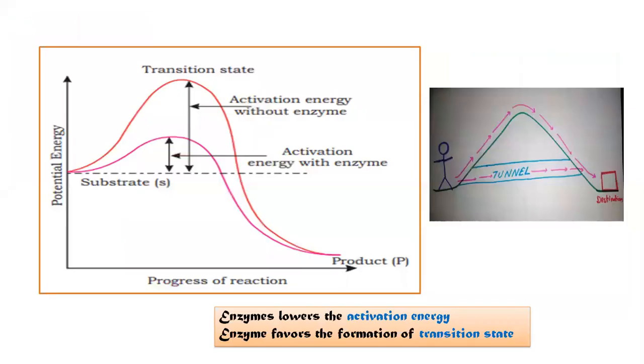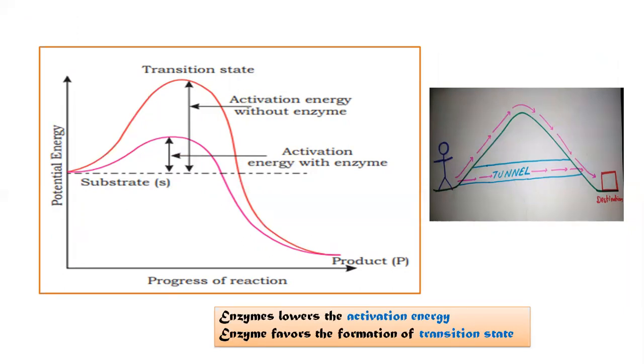Next one, we will actually study the mechanism of enzyme action. Before that, we have to study the meaning of activation energy and transition state. Now, this is a graph which is plotted against the progress or rate of reaction with the potential energy of the substrate.